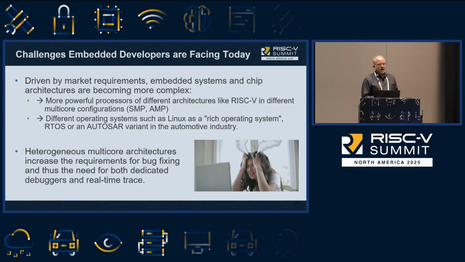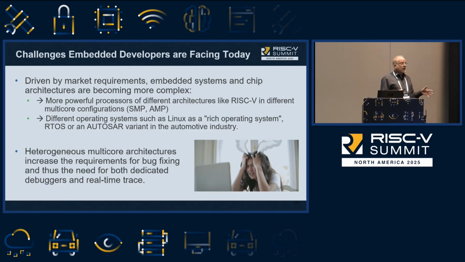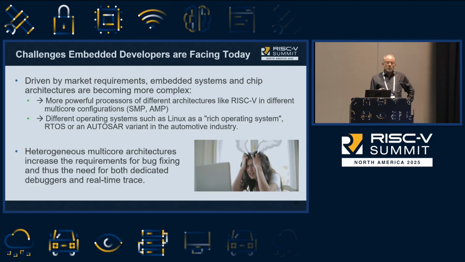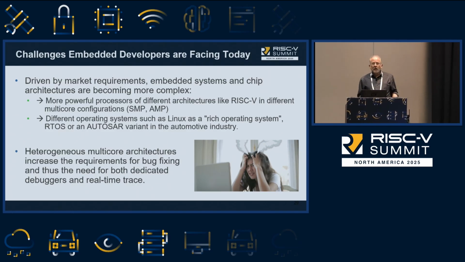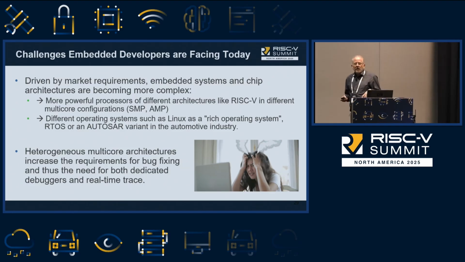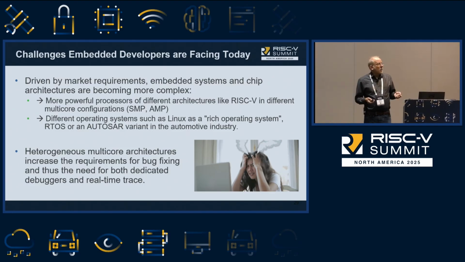There's a reason why that's happening. It's cheaper, and people want to have that happening. But that means that you're going to be looking at more and more architectures. You're going to have more and more cores. Debugging is going to become more difficult. You're going to see AMP systems, SMP systems, and you need to figure out what is going on. While that's happening, you're seeing the software stack get more complex as well.